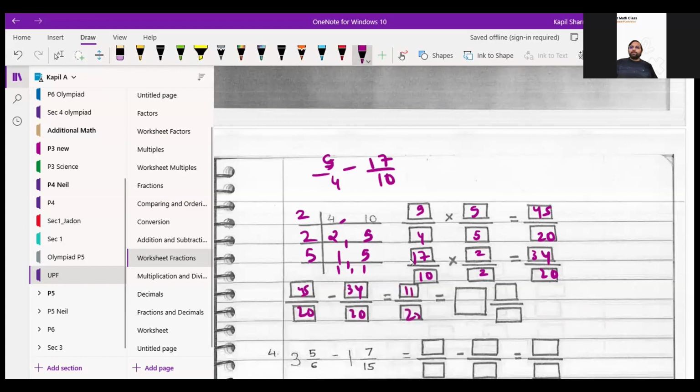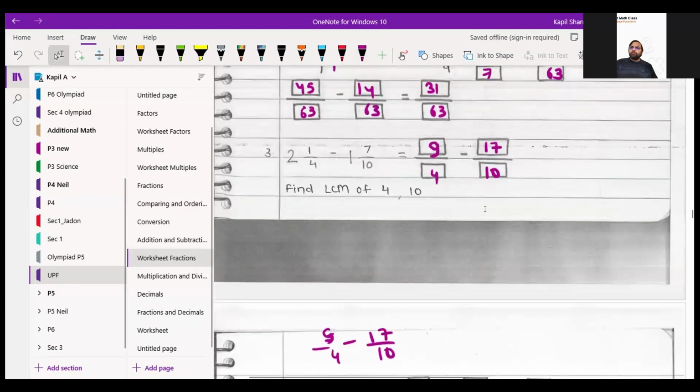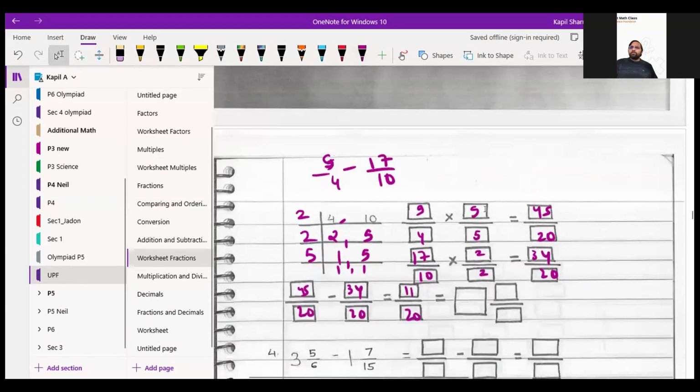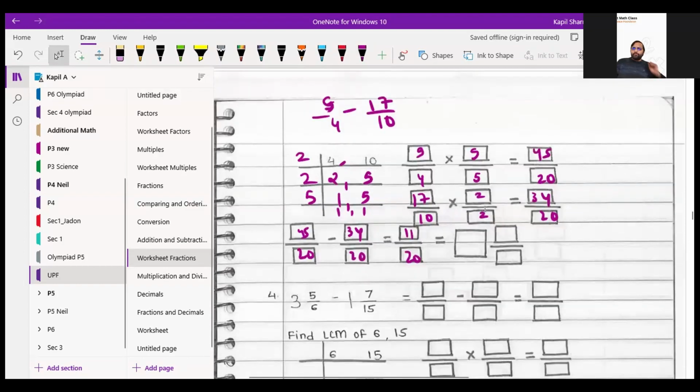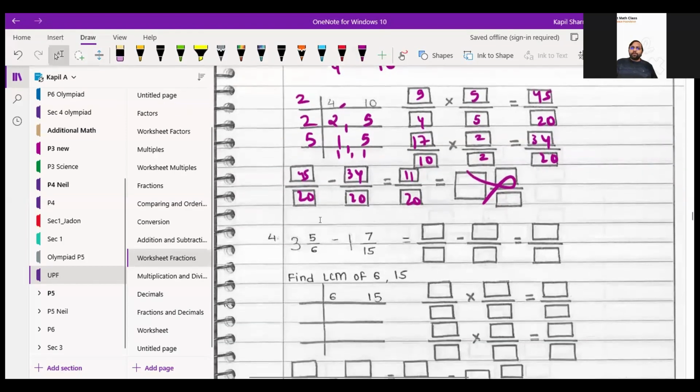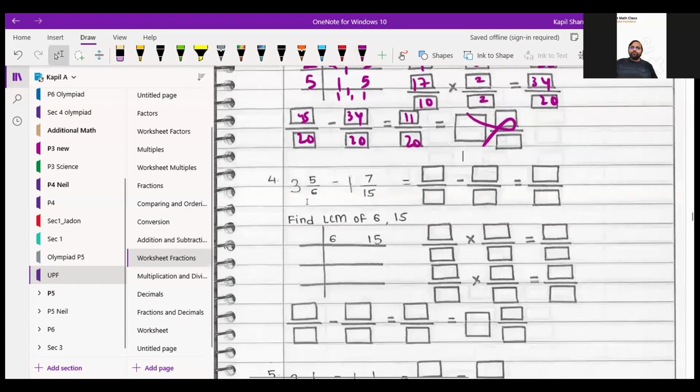And this is a proper fraction, right? So since it's a proper fraction, you cannot write it in this form. Okay, we cannot convert this into a mixed number. So let's skip this part. Okay, let's move to the next one.